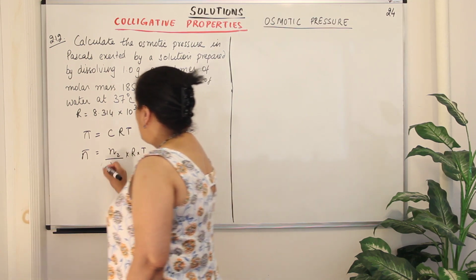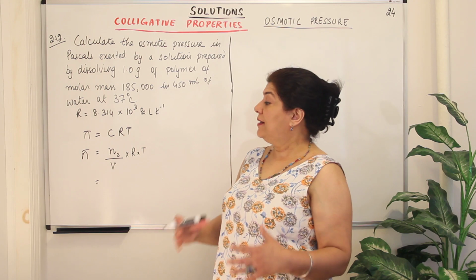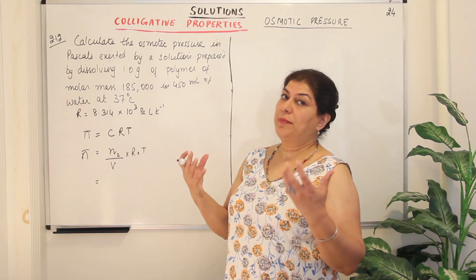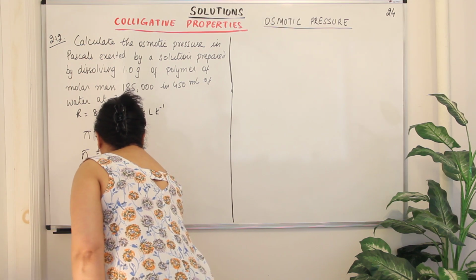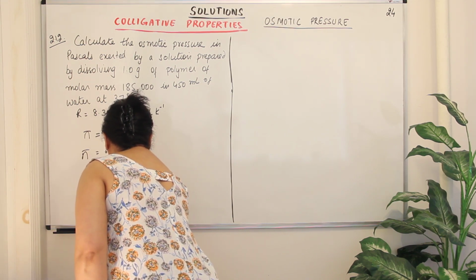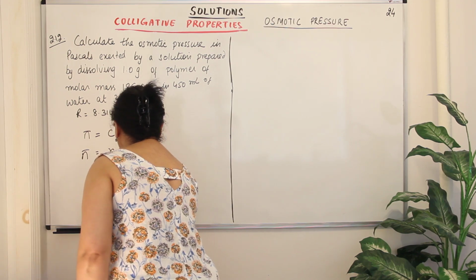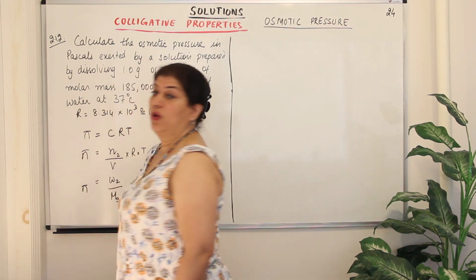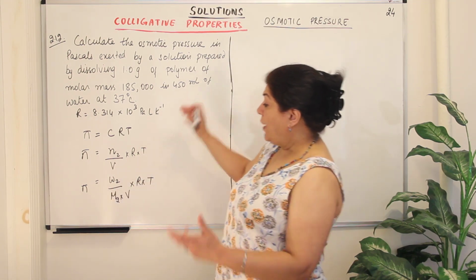And what is number of moles of anything? Number of moles of anything is the mass given upon molar mass. So it would be W2 upon M2 into V into R into T will give you pi, which is osmotic pressure, right?